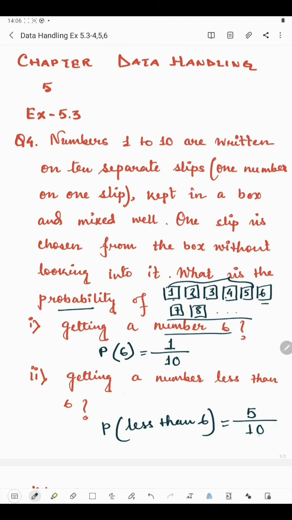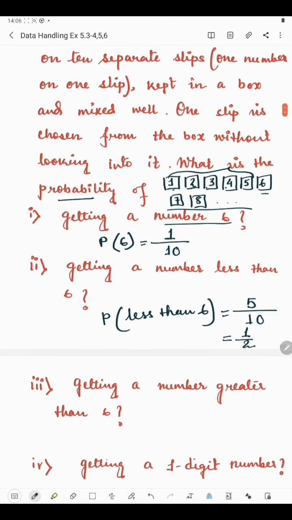Now this 5 and 10 both come under 5's table, so it can be reduced by 5. 5 ones are 5, 5 twos are 10. So the probability will be 1 by 2. Now 1 by 2 means a 50% chance of getting a number less than 6. Okay. Now coming to the third part.